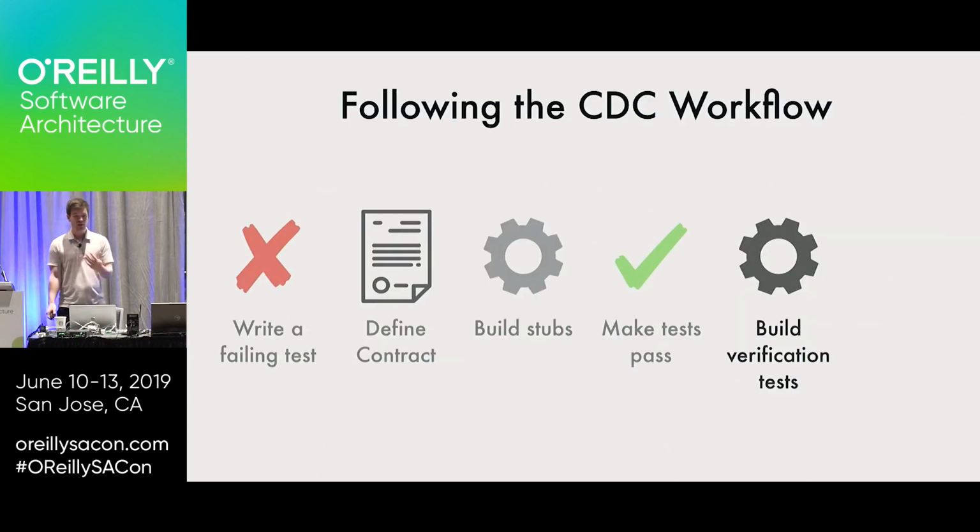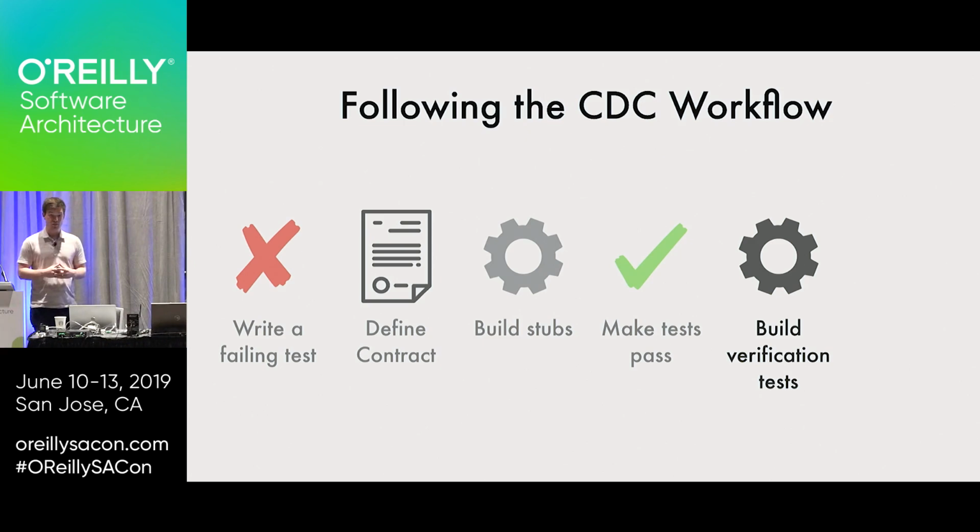Okay, so we've started with a failing test. That failing test has made a network hop. We have that network hop and we've used that to create a contract. Once we've created our contract, we've generated stubs from our contract, and we've used those stubs in order to make our test pass. That's everything done on the consumer side.